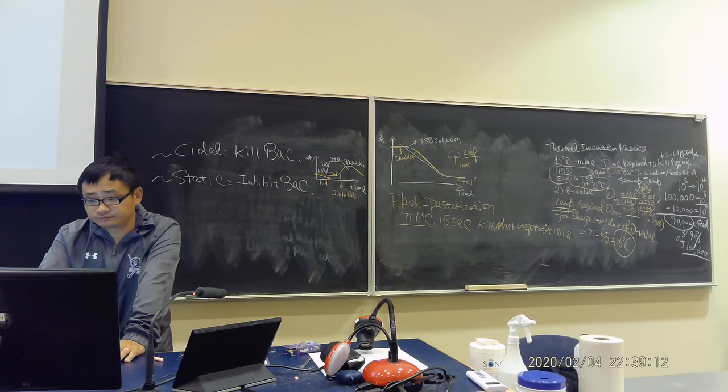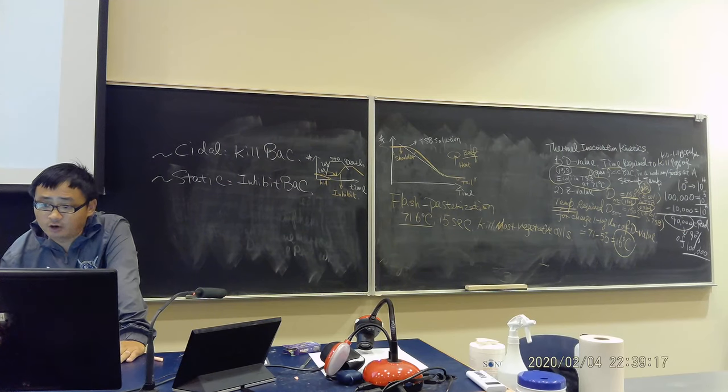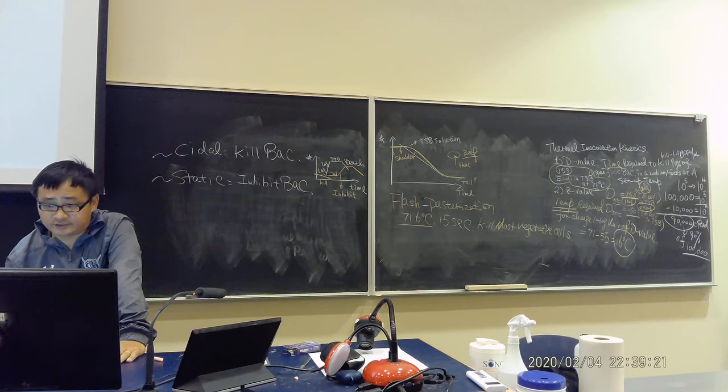Okay, UV lights. So first of all, you need to know our sunlight, in the range between 400 and 700 nanometers, can more or less kill some bacteria. You should know that.